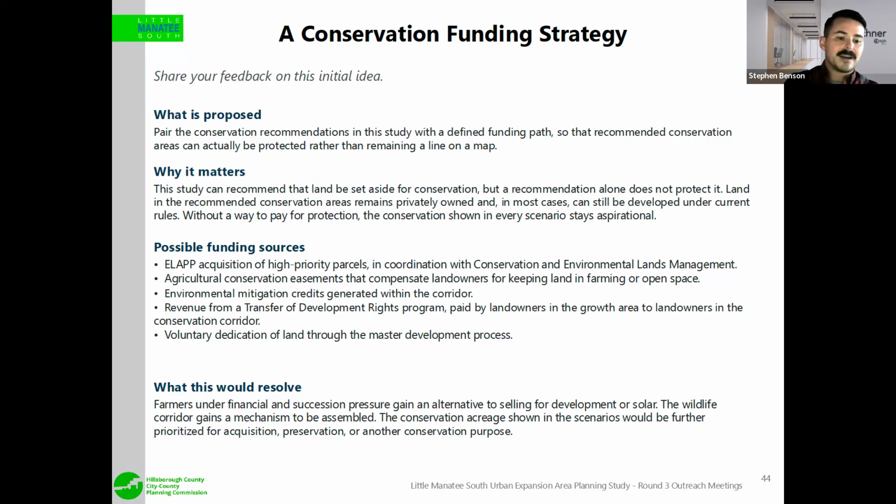Carving out pieces and identifying them ahead of time, saying the community has said they want to see this portion of that property be placed into conservation. So that's another potential strategy for implementation.